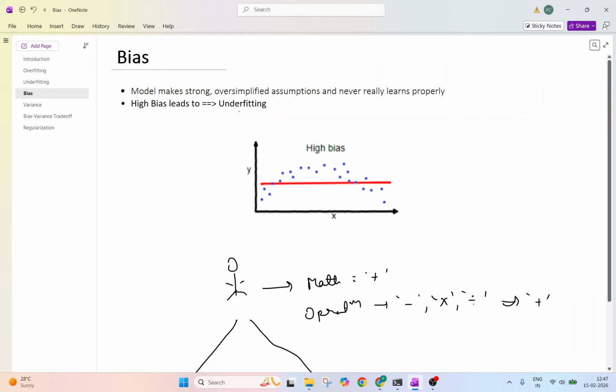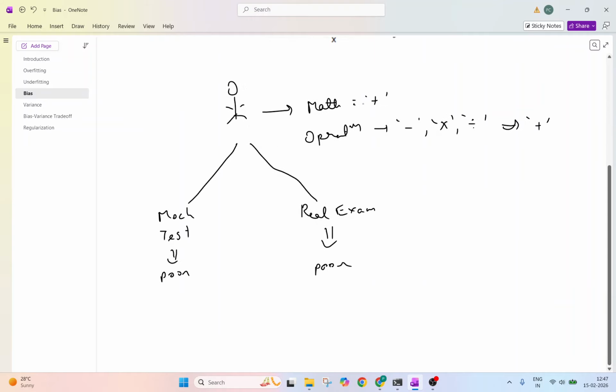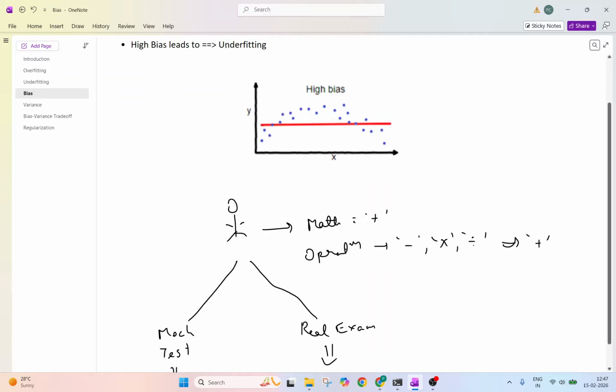So high bias leads to underfitting. Whenever you are highly biased, that is, you are too simple and not studying the entire context properly, it leads to an underfitted model. You can see the data is something like this, but your answer is always a linear straight line, which does not capture enough points. So you get very poor performance. High bias leads to underfitting.